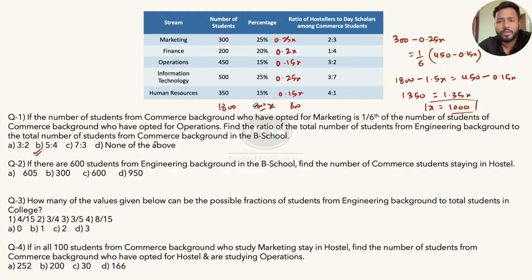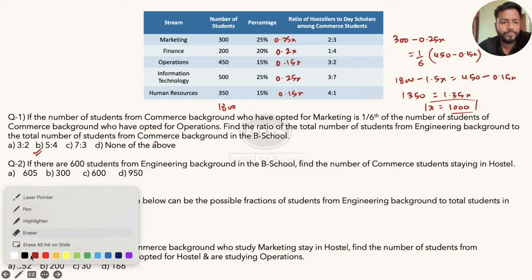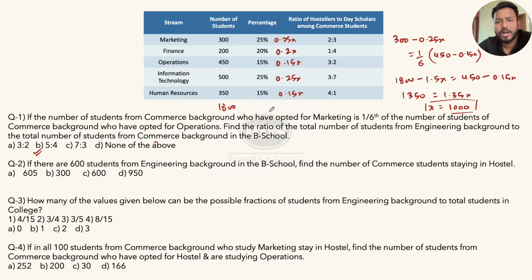So this number changes to 600, right? So this is 600. Now out of 600, this is 0.25x, so this is 1/4, that's 150. This is 20% of 600, that is 120. This is 15% of 600, this is 90. This is 25%, again 1/4, that is 150. This is 15%, that is again 90. So these are the respective engineering students in these departments.